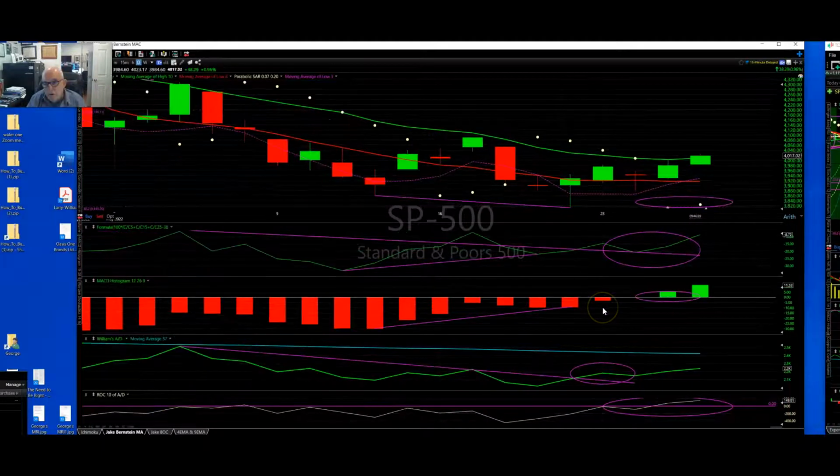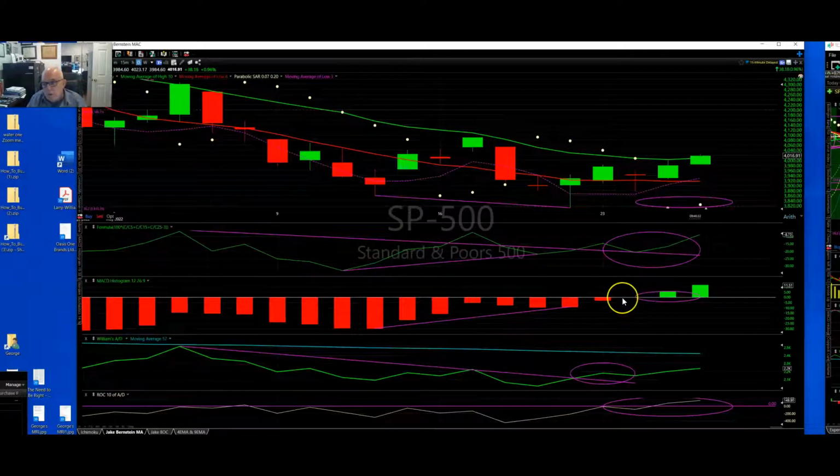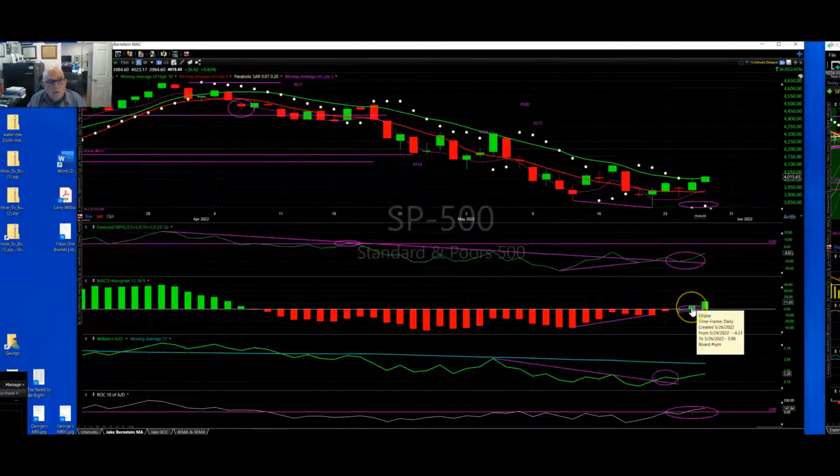It just briefly appeared here, but it was still below the zero line. So the first buy signal on MACD occurred yesterday on the S&P, on the daily chart. And today, so far, we are getting another MACD histogram bar above the zero line. So that's one indication that maybe the patient is beginning to wake up and open his eyes.